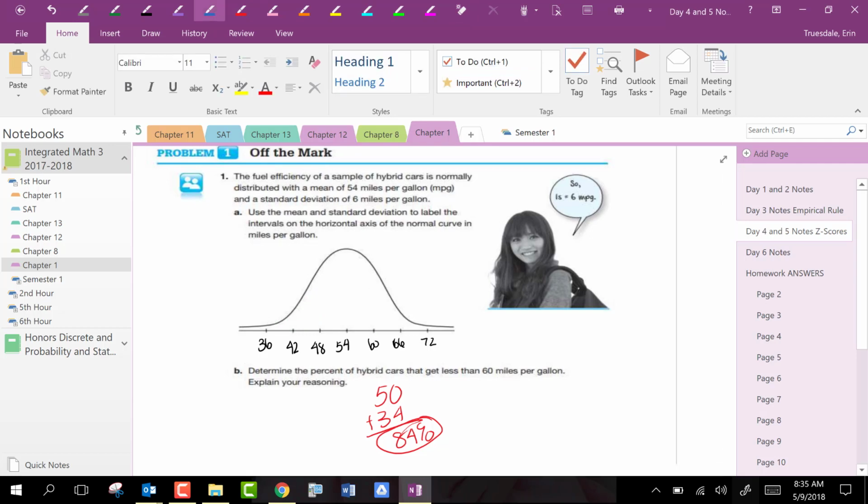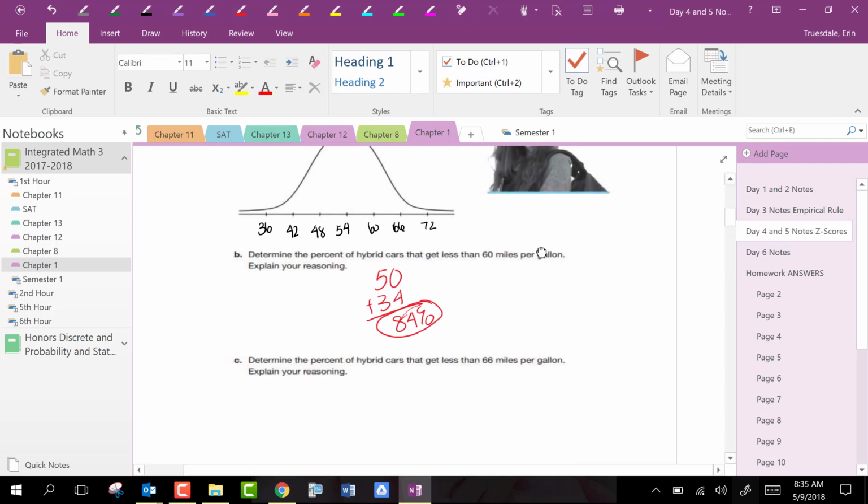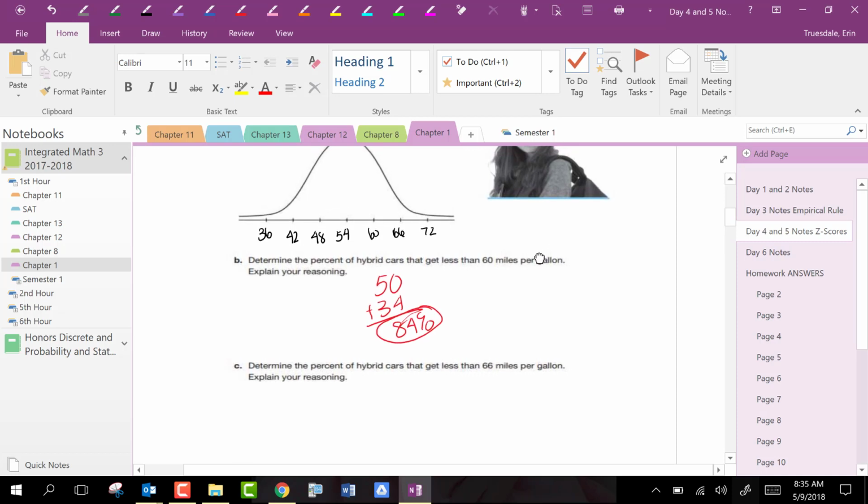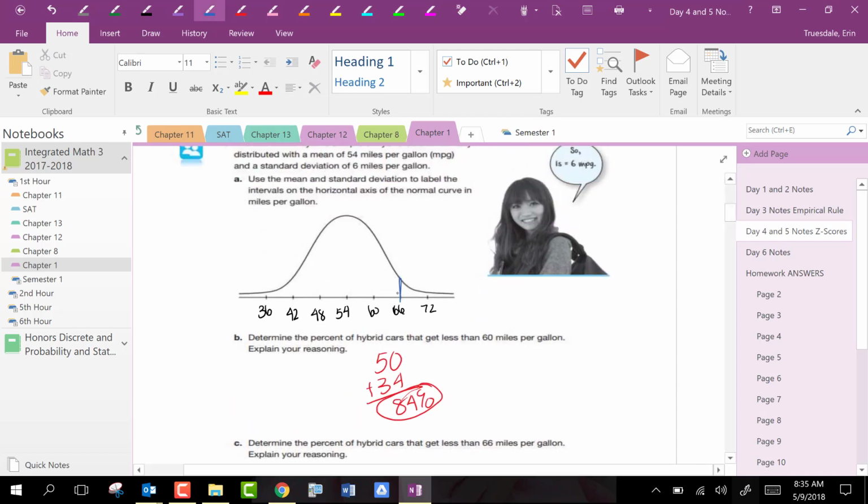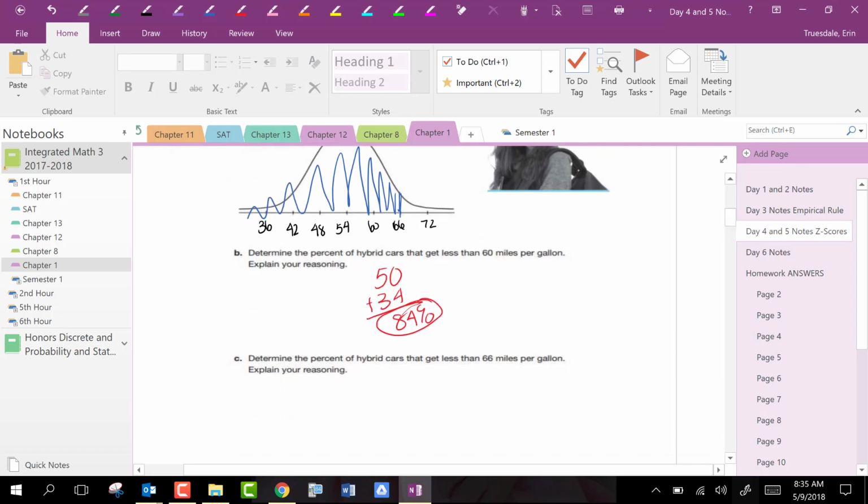Okay, the next question says, determine the percent of hybrid cars that get less than 66 miles per gallon. So now I'm doing this whole thing. I already found that less than 60 is 84%. What do I have to add to the 84 to get the between the 60 and the 66? Very good. So that would be 97.5%. Questions?